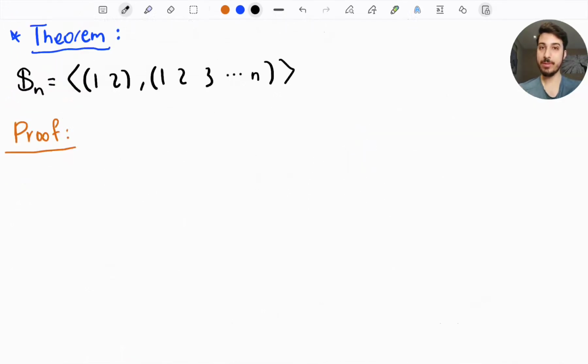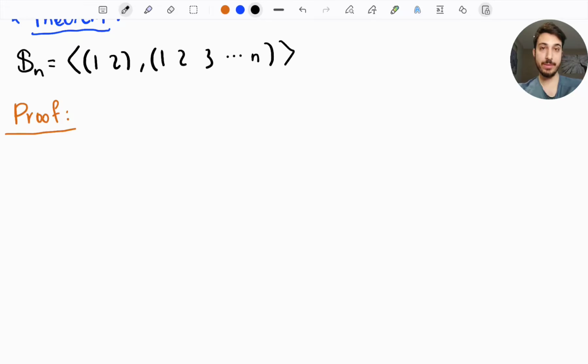If you thought that the previous result was interesting, wait till you see this one. This theorem says that Sn is generated, get this, by only two elements, only two cycles: (1 2), and the cycle containing 1, 2, 3 all the way to n. That's it. Any permutation in Sn can be generated by products of these elements or their inverses. What's more impressive than the theorem itself is that the proof is only done in 3 lines.